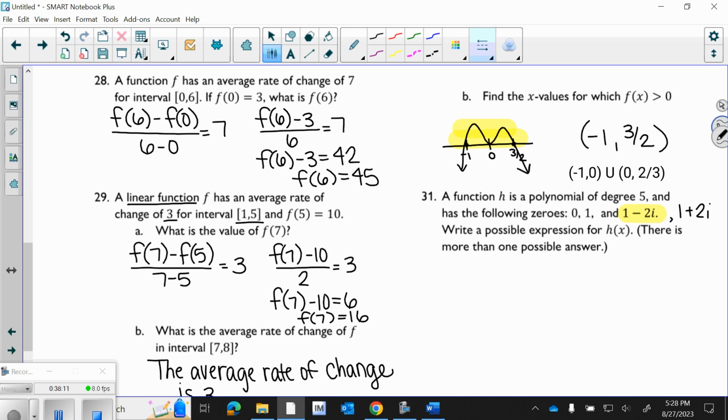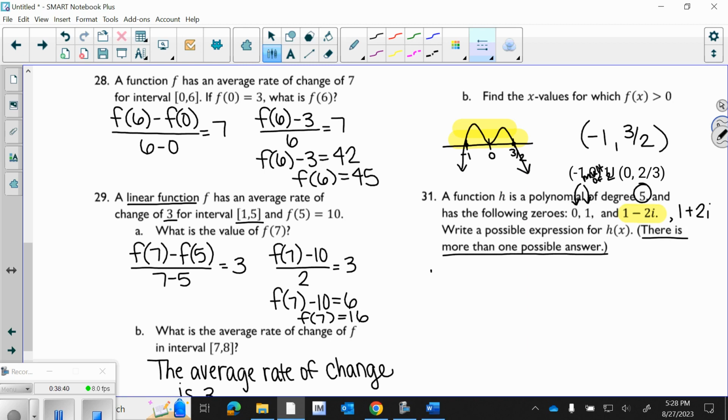Now here's the other thing you need to pay attention to. The fact that they said it was a degree of 5. If I look at what I've got written down, right now I only have 4 zeros. So that tells me that either the 0 or the 1 is going to have a multiplicity of 2. So that's why this particular problem says there is more than one possible answer.